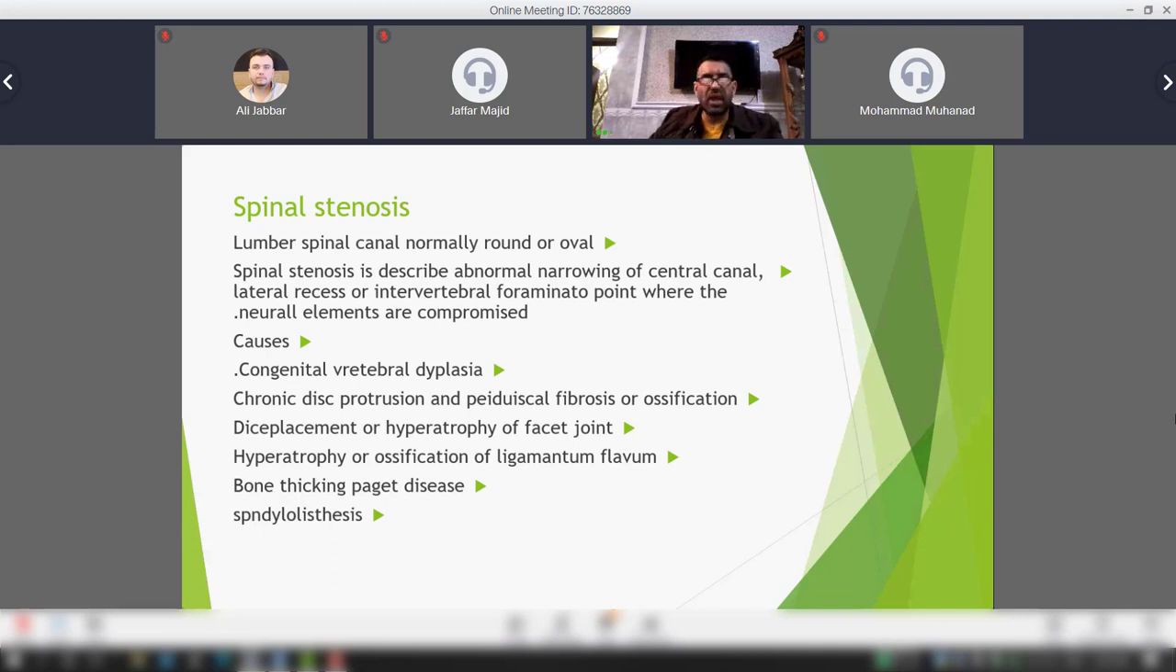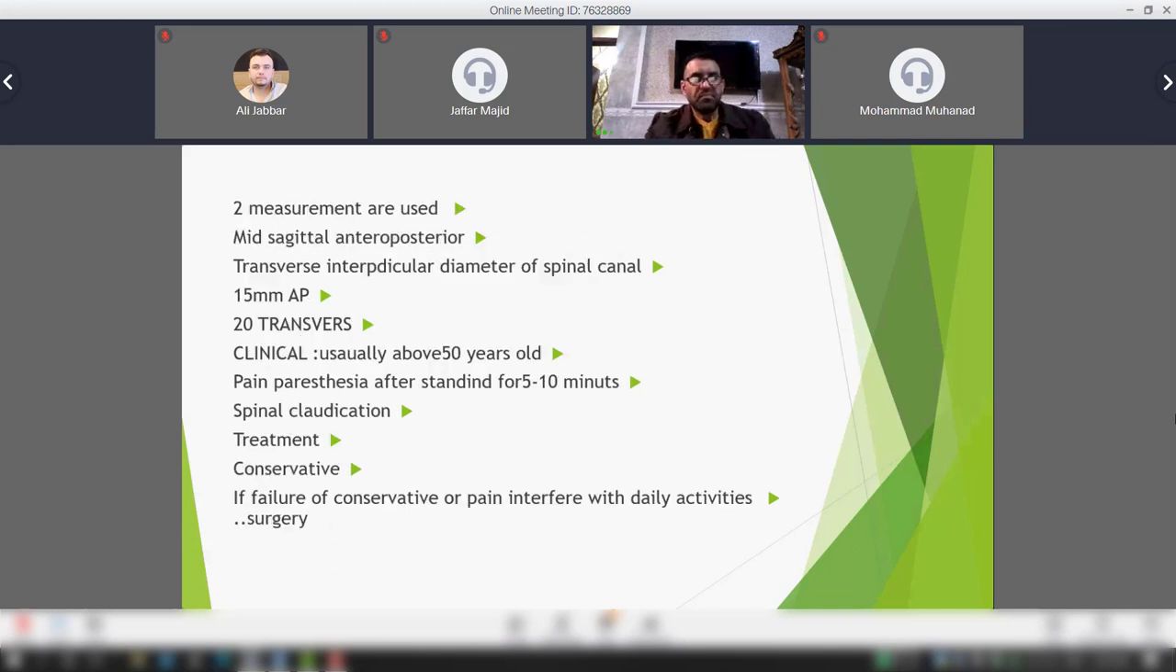أو ligament اللي هو flavum. Ligamentum flavum يصير thickened. في hypertrophy because of degeneration. هذول اللي عندهم spondylosis. Hypertrophy or ossification of the ligamentum flavum. هاي ligament اللي يصير just posterior to the spinal cord، بين spinal cord بين اللامنة. هذه يصير hypertrophied or ossified سوينا ligamentum flavum. Bone thickening, ossified وغيره. و spondylolisthesis again it causes spinal stenosis.